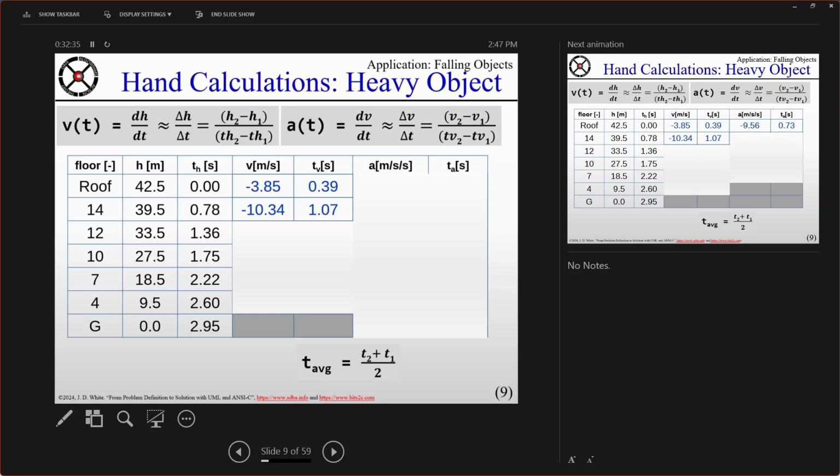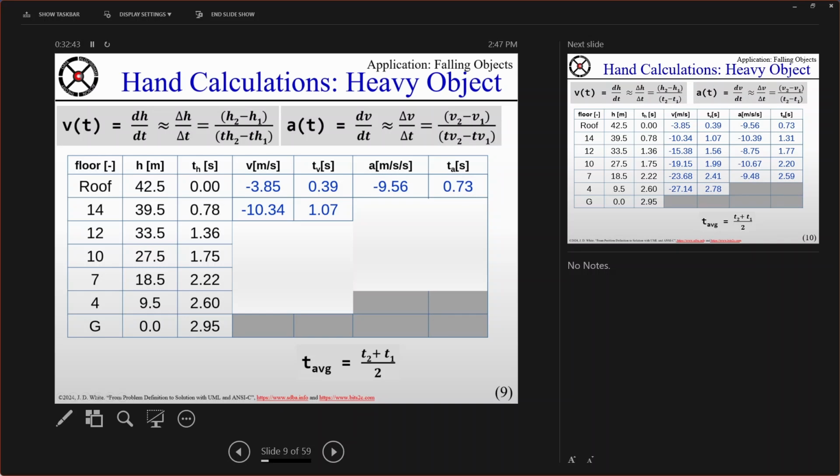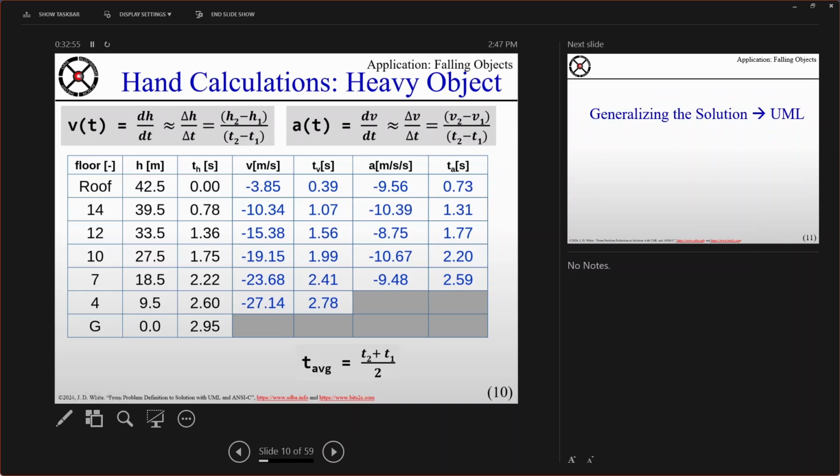Yeah, okay. I don't want people to get behind or lost. So we did these manual calculations, and for acceleration we took this velocity minus this velocity over this time minus this time, and then got this acceleration, and then we took the average of these two times. And then we repeated to fill out our table.